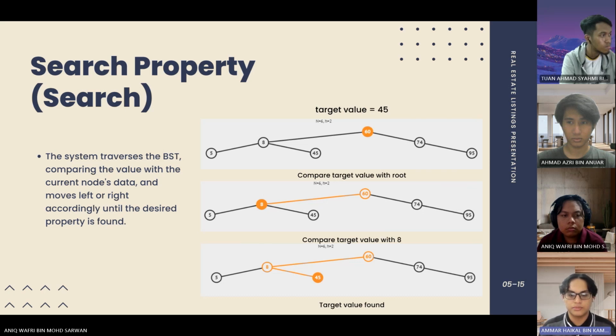For example, let's say the target value is 45. You can consider this as the price or the property ID. First, we go from the root and compare the target value with the value of the root node. We can see that 45 is smaller than the value of the root node, which is 60, so it will go to the left. Then it will compare the target value with the node of 8. The value of 45 will go to the right because it is higher than the node of 8.